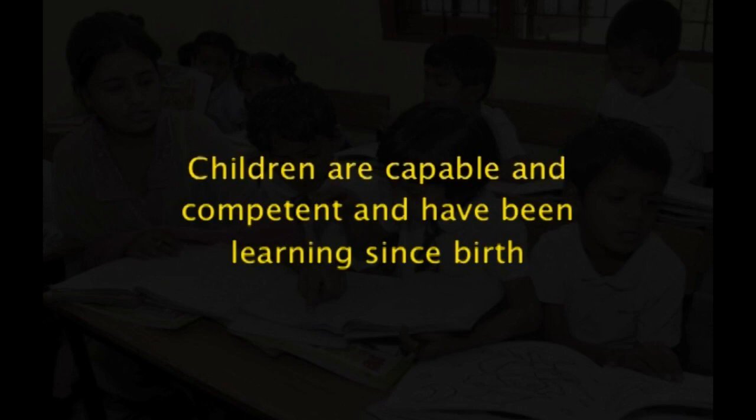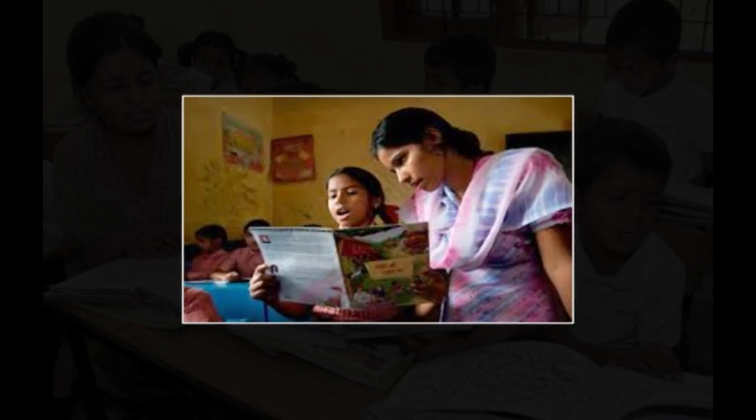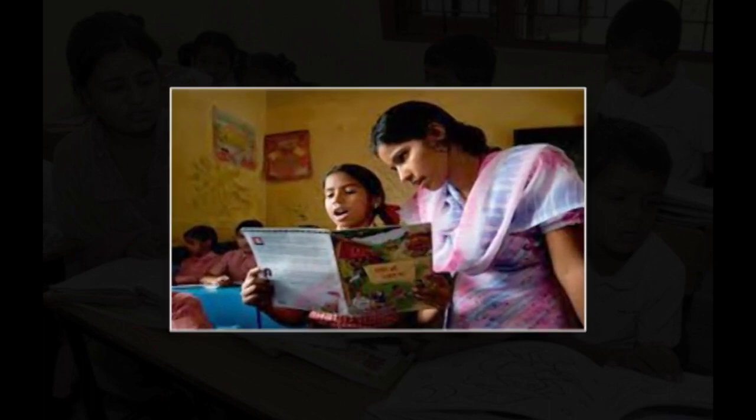Now, let us move on to see what are the early childhood education principles for practicing. The first principle is the children are capable and competent and have been learning since birth. We should recognize that the children are competent learners and they can recognize, they know, they can do and use as a starting point of new learning. Teachers support and encourage children as they learn by building on their prior knowledge.